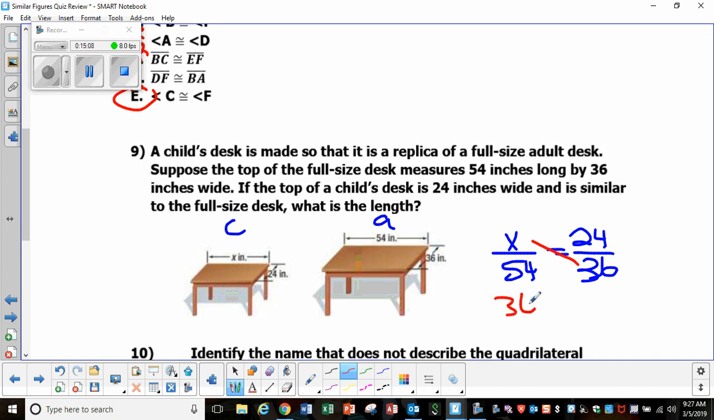Now I'm going to cross multiply. 36 times x is 36x. And 54 times 24, remember you can use a calculator, is 1,296. I'm going to divide each side by 36 to find x. And I'm going to find that x equals 36 inches.